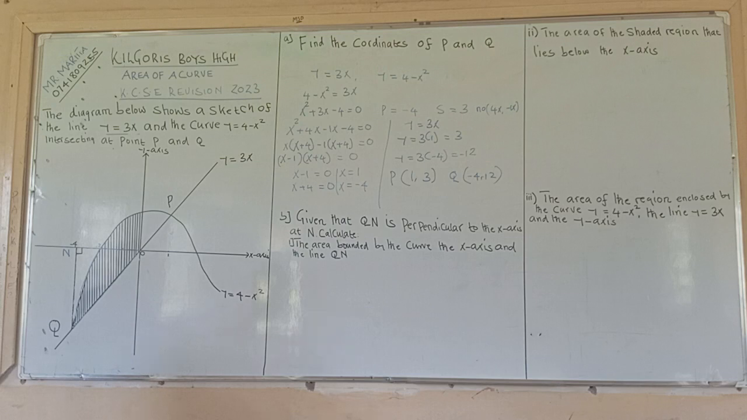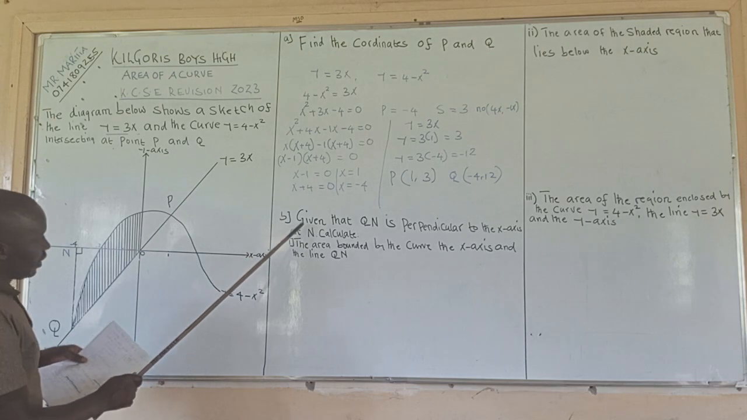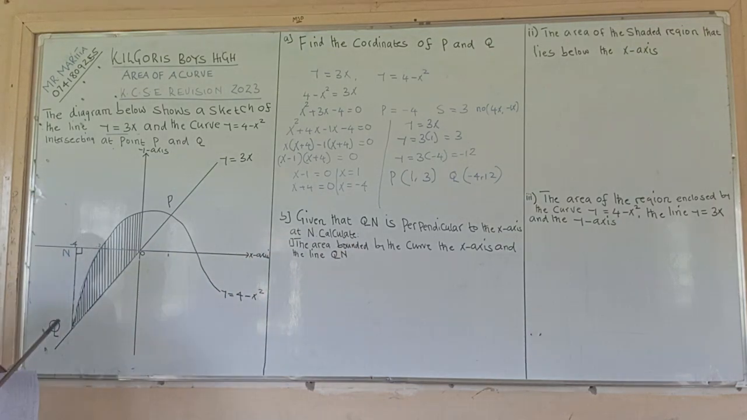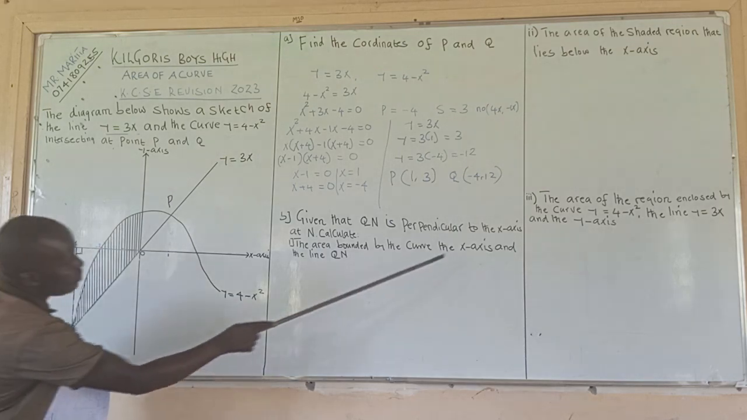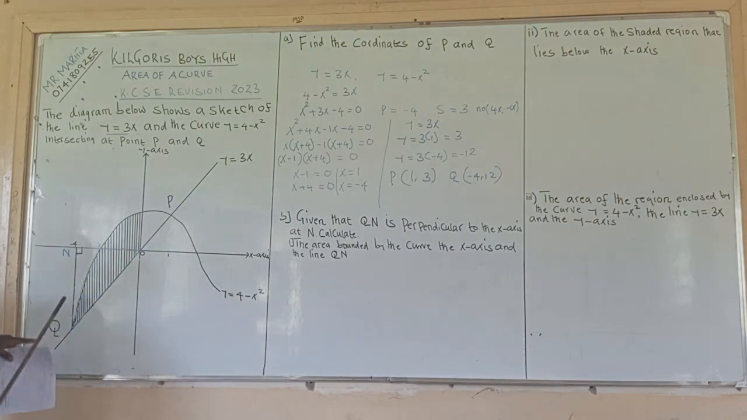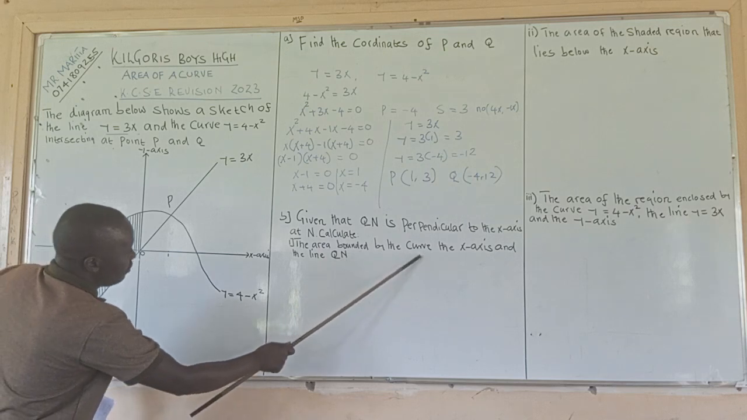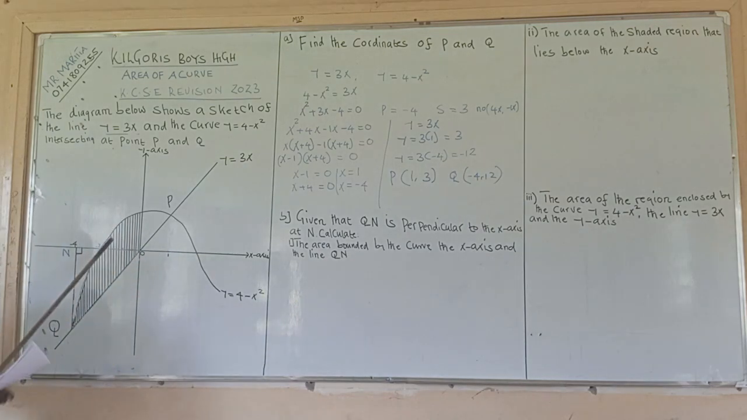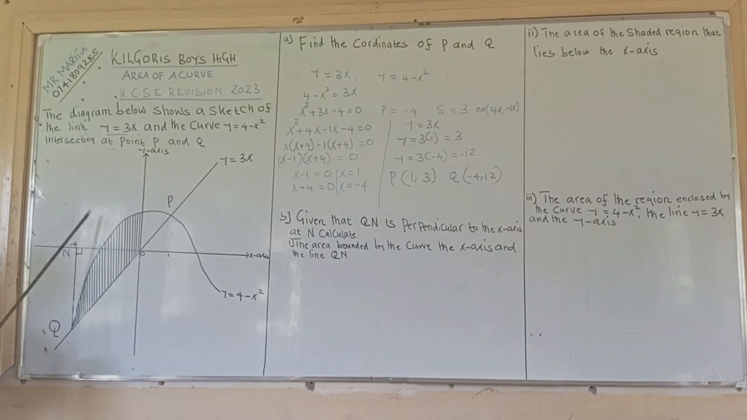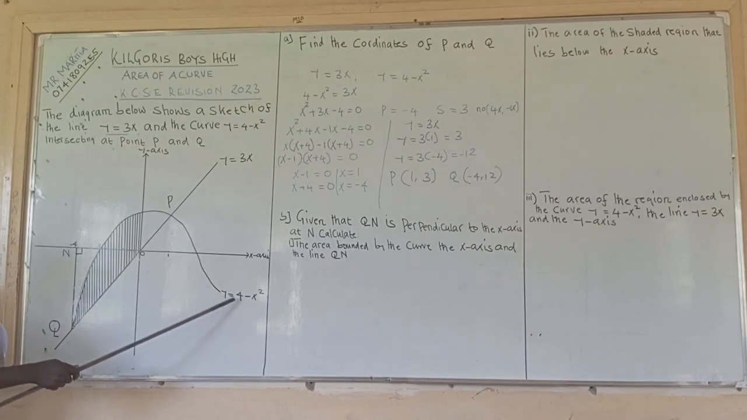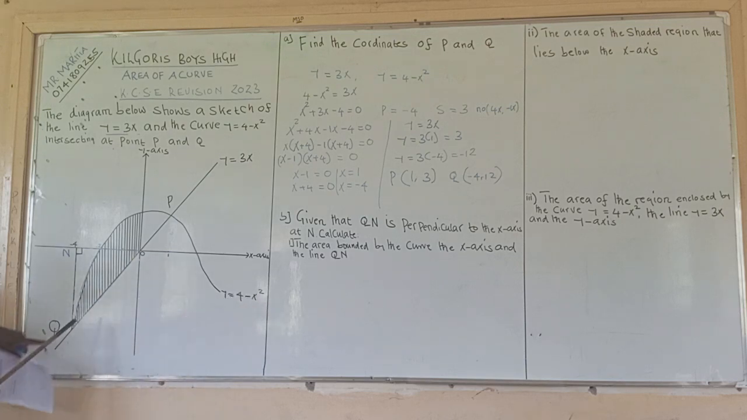Given that QN is perpendicular to the x-axis, where it makes an angle of 90 degrees, calculate the area bounded by the curve, the x-axis, and the line QN. The area bounded by the curve y equals 4 minus x squared, the x-axis, and the line QN. So in short, we are talking of this area here.